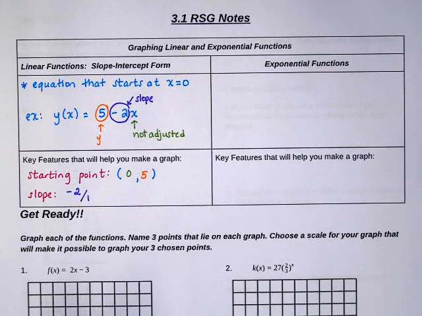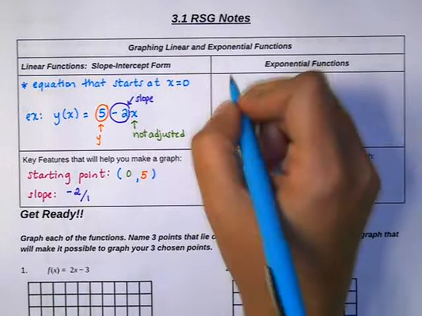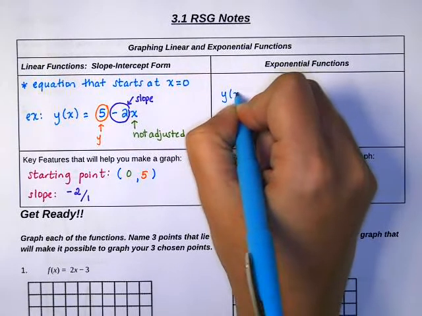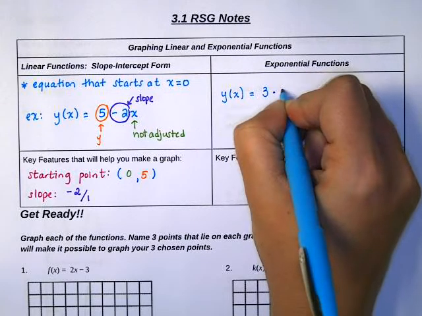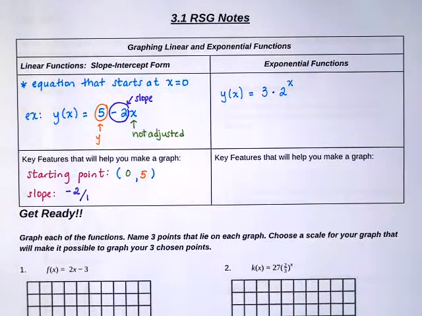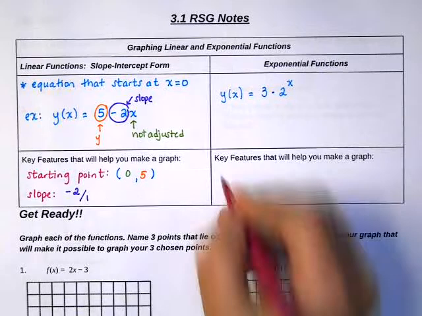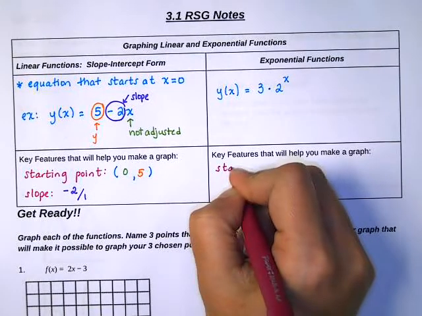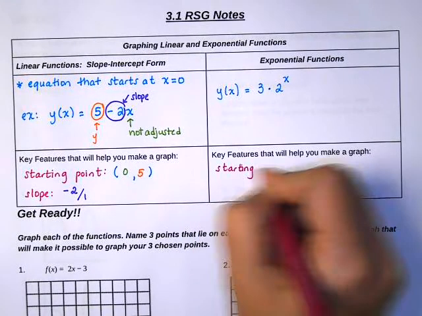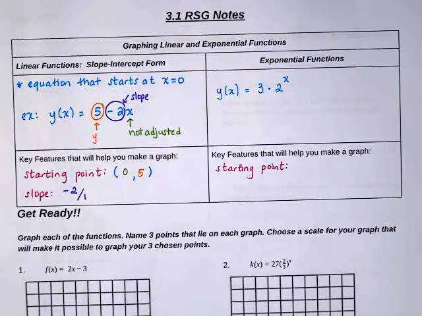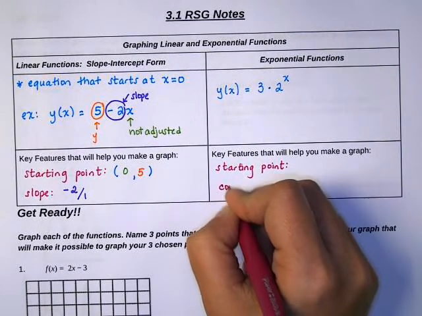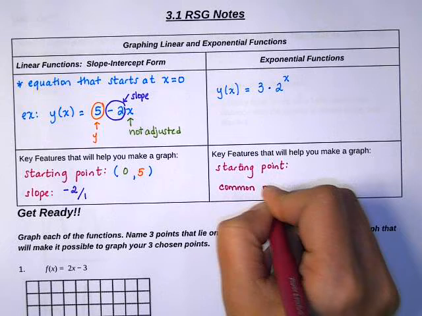For an exponential equation, the way that we usually write these equations looks something like this: y of x equals 3 times 2 to the x power. From this equation, we're still going to find a starting point, but we're not going to find a slope, because an exponential equation does not have a slope. It's always going to have a common ratio instead.